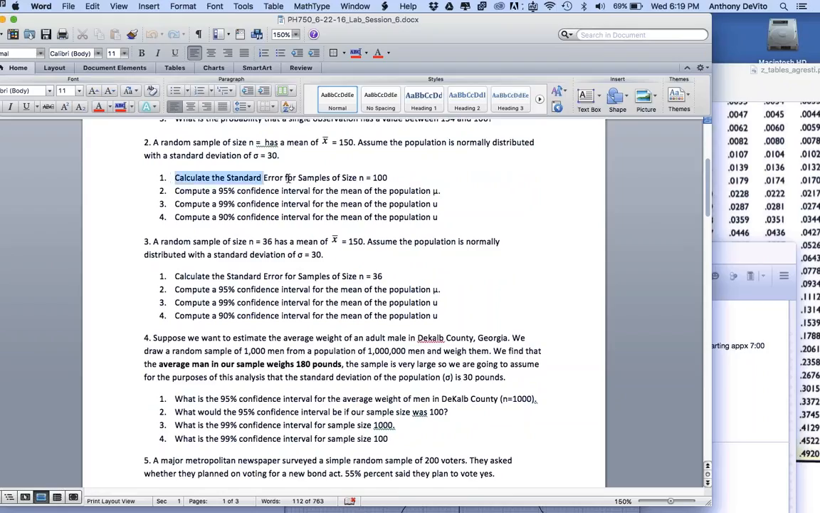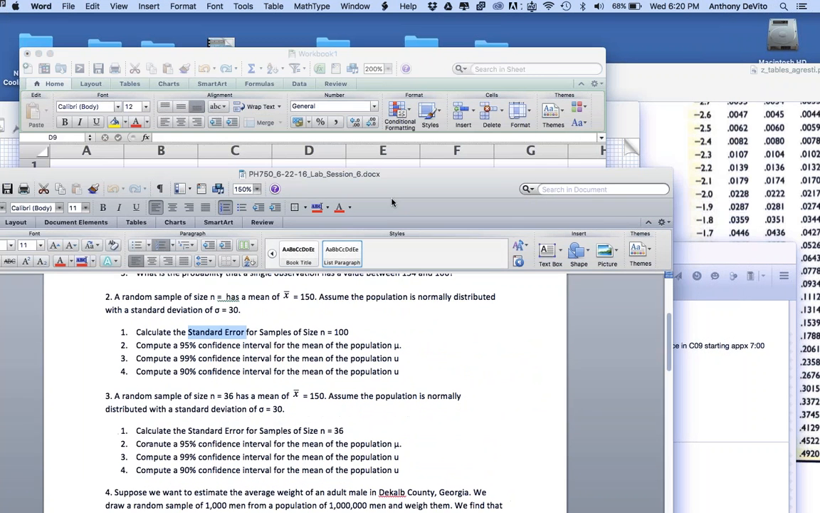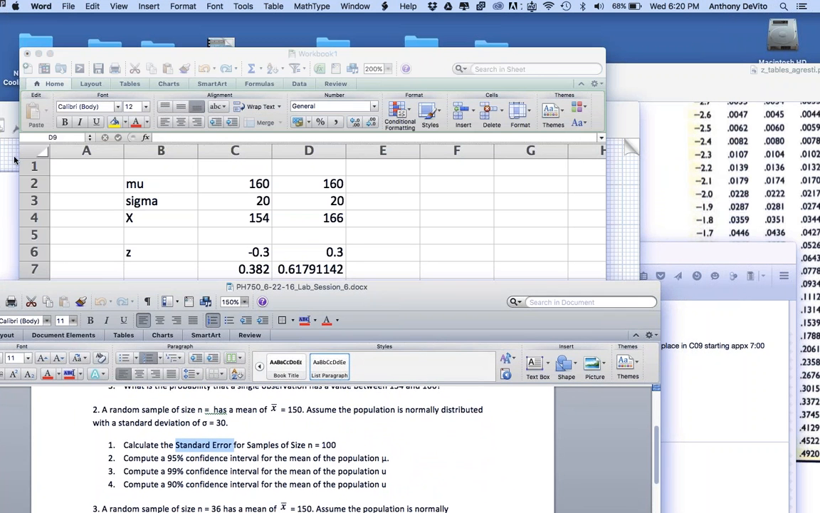Calculate the standard error for samples of size n equals 100. What do we mean by standard error? What we're saying is if we took samples of size 100 over and over again and created a new distribution, what would be the standard deviation of that new distribution of all the sample means? Instead of calling it standard deviation, for sample means we call it the standard error. And you guys remember how we calculate standard error, right?